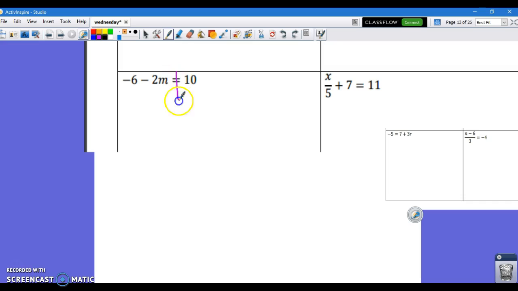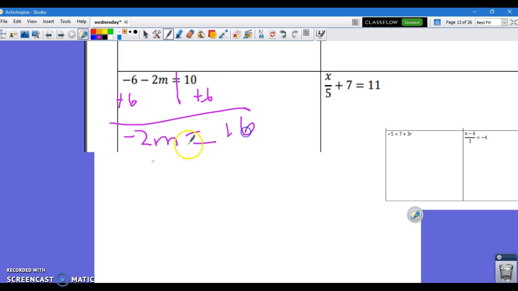For this one, no junk in the trunk, so I'm going to add or subtract first. I am not going to subtract negative 2m. That's multiply, remember? What I can do is this. Since it's already a negative 6, I'm going to add 6 to both sides, because that cancels out, leaving you this on this side of the street. And this is now how much you have on this side of the street.